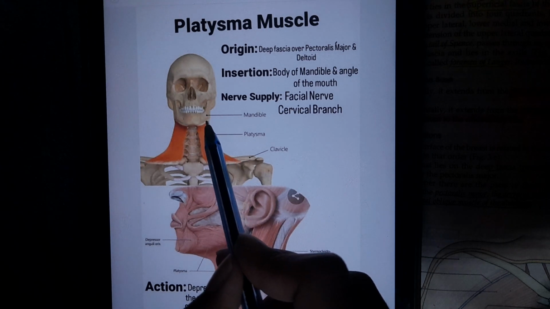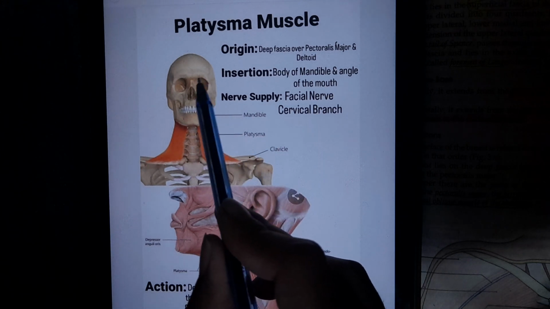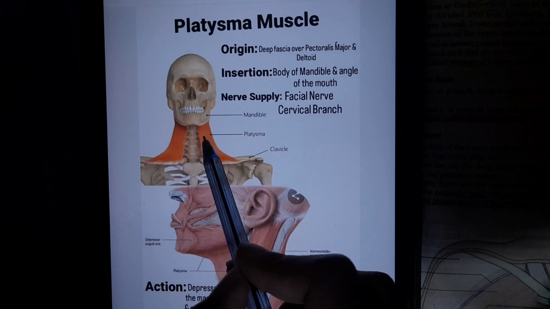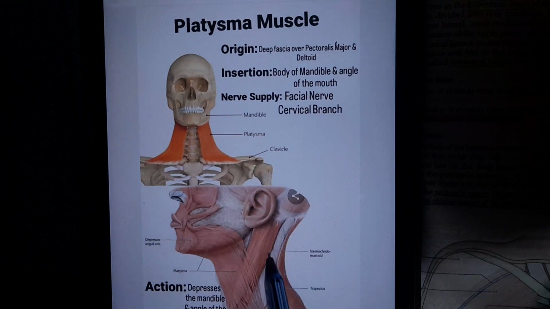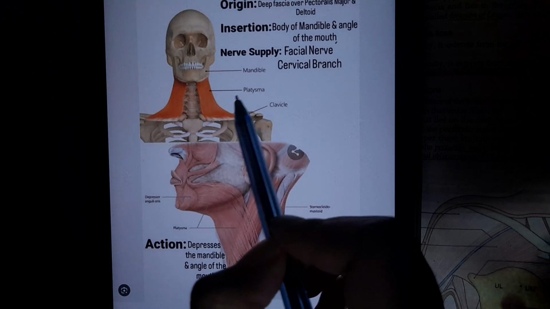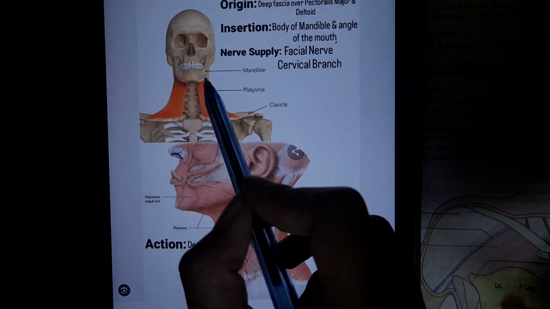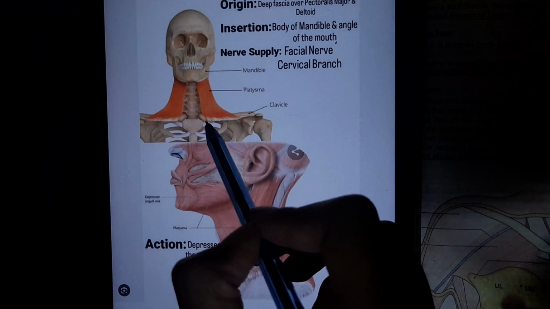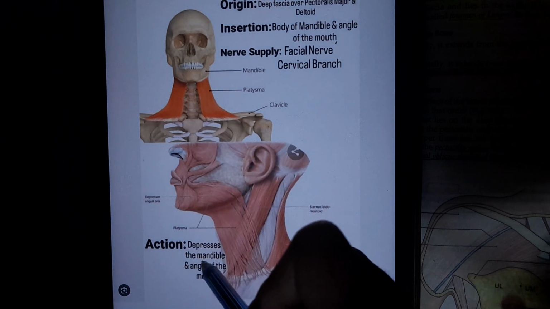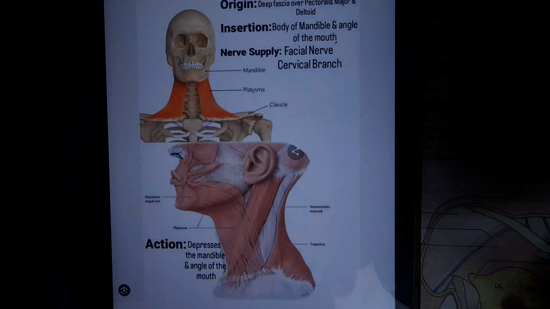And origin is clear. Now we go to the insertion, which is on the mandible. Nerve supply is via the facial nerve. So see, it is connected to the facial bone or the mandible. So nerve supply is going to be facial nerve. And action, very much important, is the action. It depresses the angle of your mouth. Always know that your muscle is pulled from your insertion towards your origin. So origin will pull the insertion downwards. So there will be depression of the mandible and the angle of the mouth. Your mouth will be opened, your mandible will be depressed downwards.